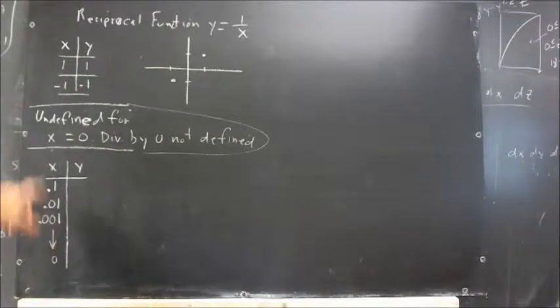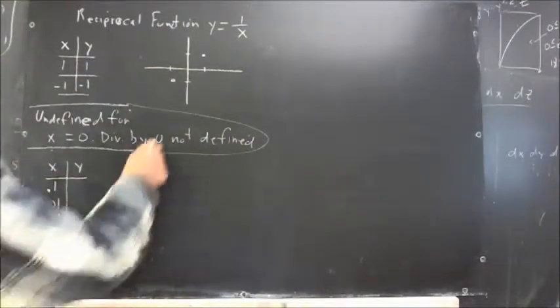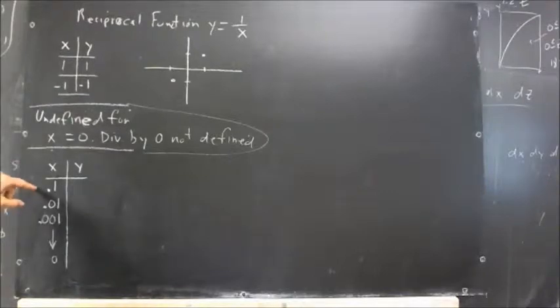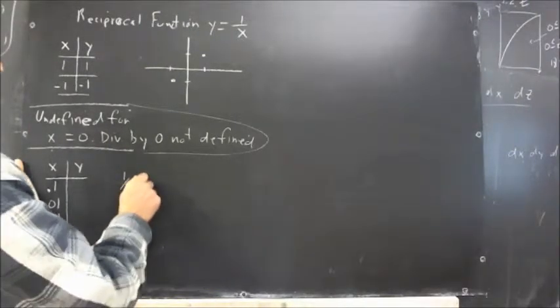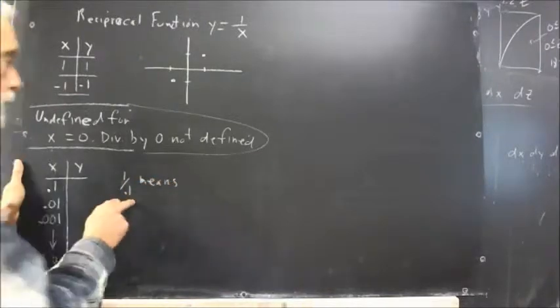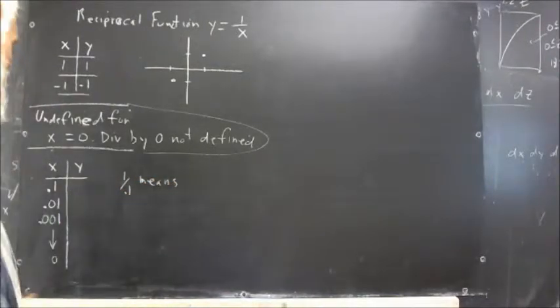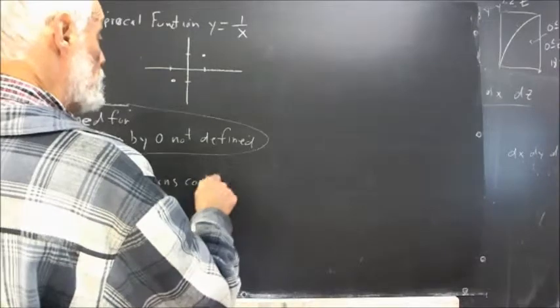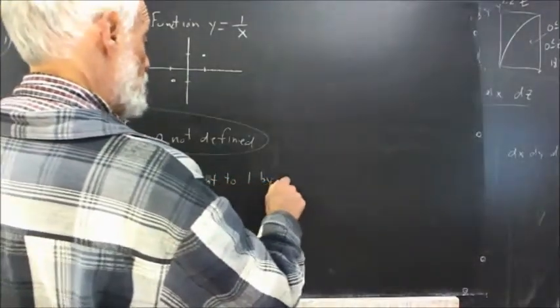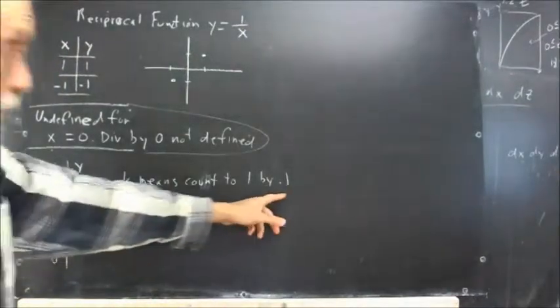Now let's talk a little bit more about what happens near the origin and why it wouldn't make any sense to have this function defined at x equals 0, besides the point that you can't divide by 0. Okay? If x is 0.1, what's y? Well, what does 1 divided by 0.1 mean? 1 over 0.1 means how many 0.1s does it take to make 1? And I'm going to say this means count to 1 by 0.1. How many 0.1s does it take to make 1?